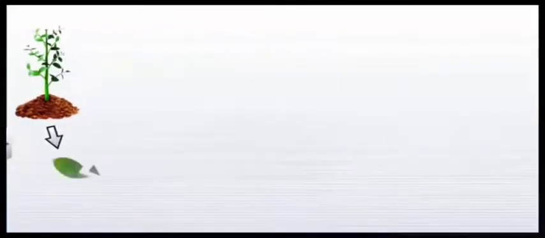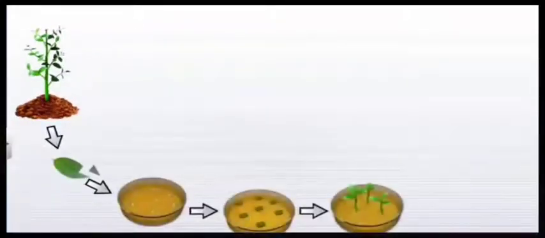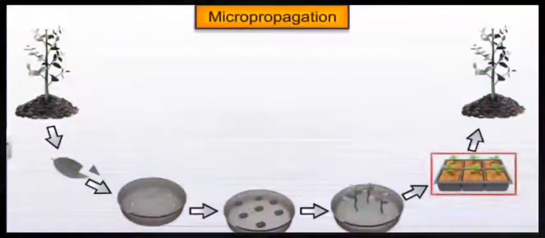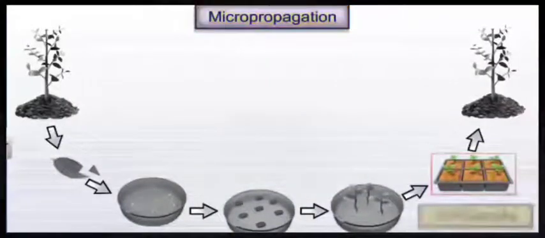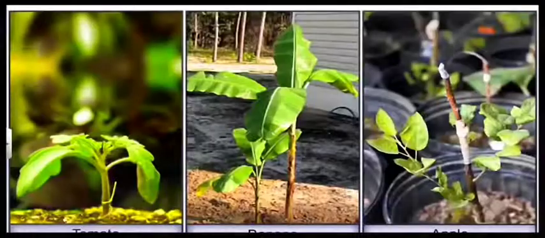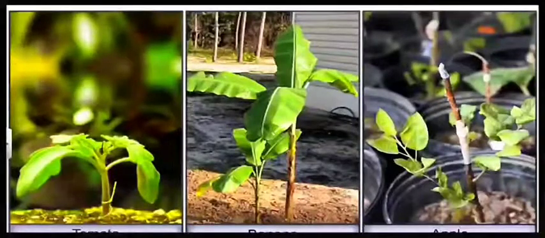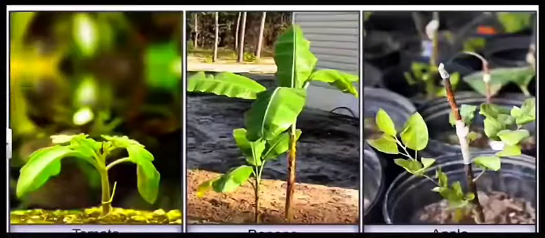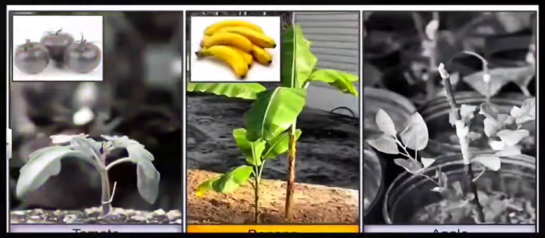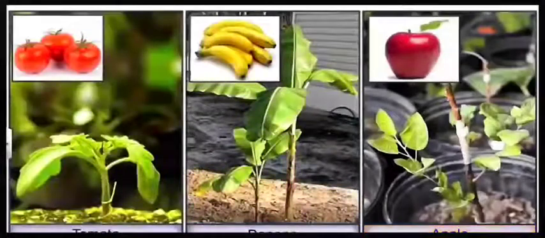We can take any small part and produce a large number of clones from it. That's why it is called micropropagation. And the clones produced are called somaclones. So the tissue culture method is very commonly used to cultivate high quality tomatoes, bananas and even good quality apples.